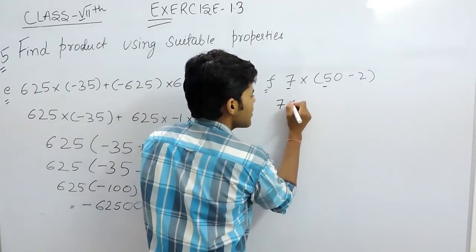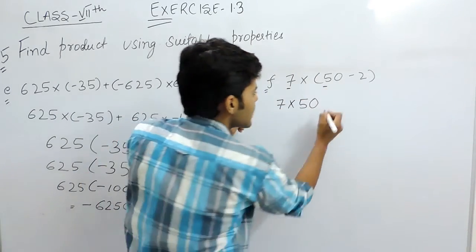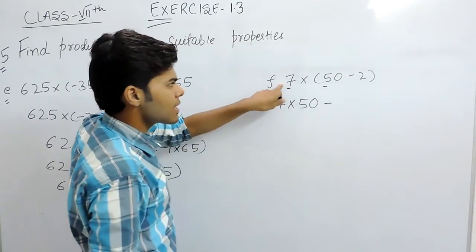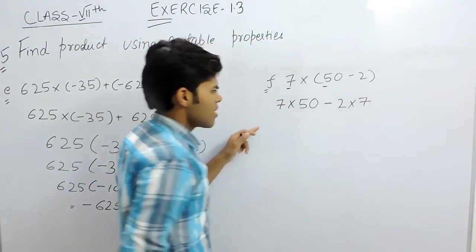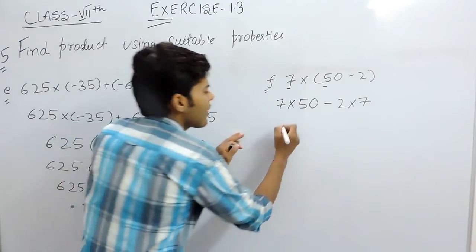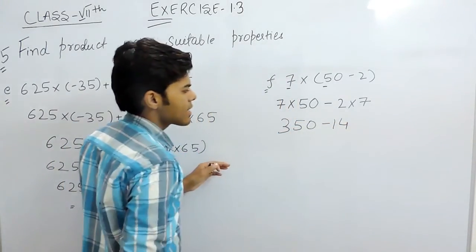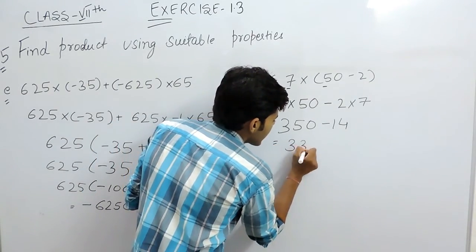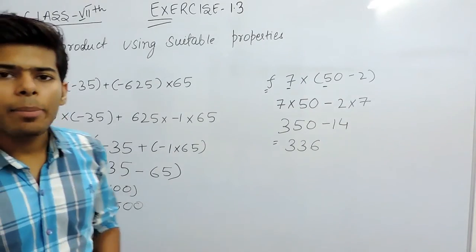So we'll write it as 7 multiplied with 50. Then minus sign remains as it is because it is plus 7, and 2 multiplied with 7. So we all know that it will be 350 and it will be minus 14. So our answer will be 336. These are the methods how you can solve this type of questions.